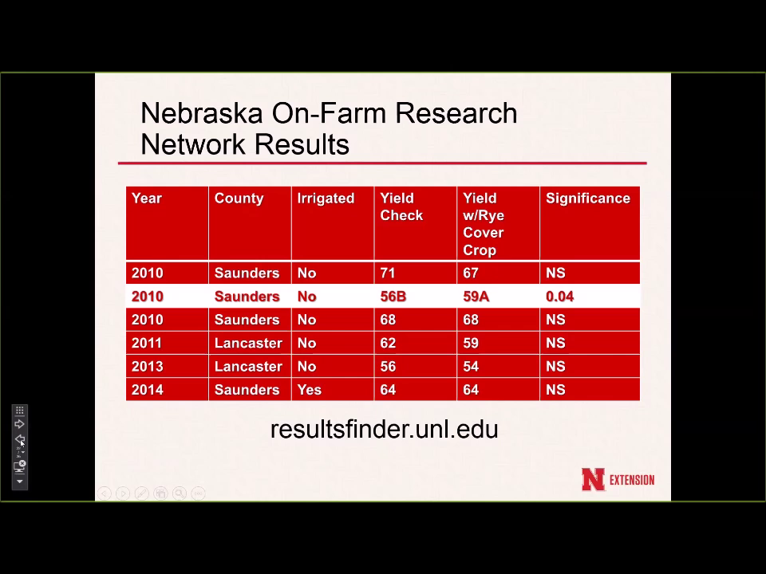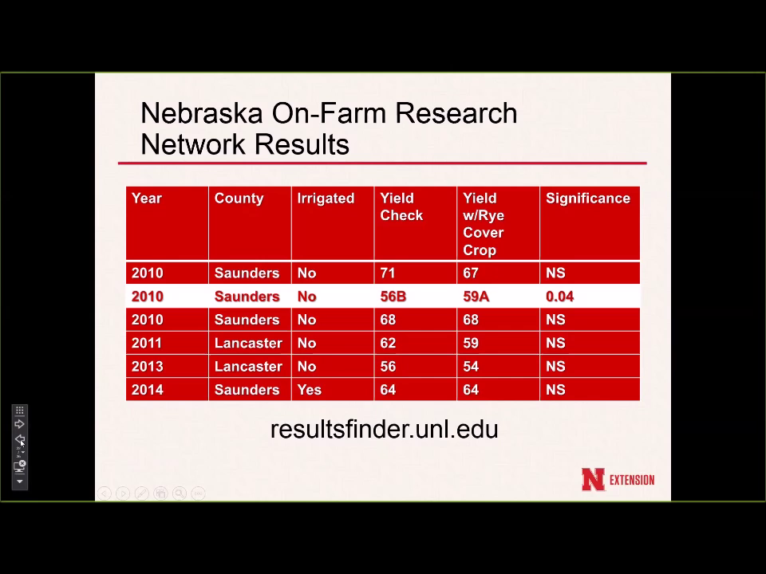So first location here in 2010, no significant difference, not significant, even though there's 4 bushels. I don't know if that 4 bushels was actually due to the treatment. I'm uncertain. So take that number for what it's worth. But then in another location, we had a 3 bushel increase. And when we ran the stats, we're saying, I'm about 96% confident that that 3 bushel difference was due to the cover crop. So we gained yield in that situation.